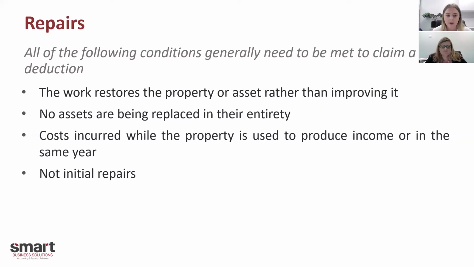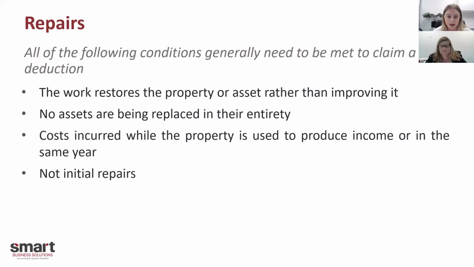The second criteria we have is no assets are being replaced in their entirety. So for example, you have a tenant, they've just advised you that the dishwasher has broken. If you can have someone go out and repair it, that's great, that's a repair. But say, unfortunately, you actually need to replace that whole dishwasher in its entirety, well, that's no longer considered a repair, and it's actually a capital expense and will most likely be depreciated across a number of years. With depreciation, we will go into that in more detail later on, but that's the example around repairing, so as long as it's not being replaced in its entirety.